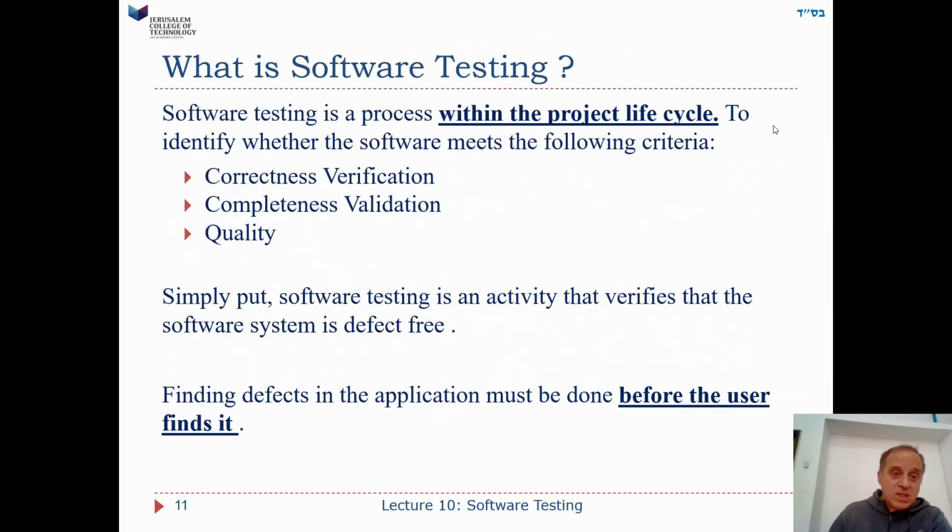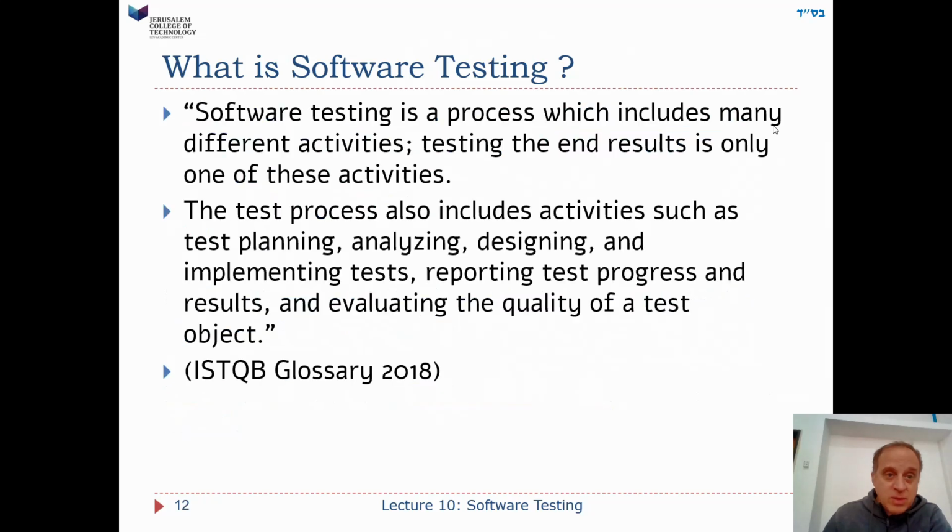So what is software testing? It's part of the project life cycle where we identify whether the software meets the following criteria. Is it correct? Is it complete? Not only is it correct, but does it do everything it's supposed to do? And is it quality? Does it work well? Is it slow? Is it hard to use? So software testing is an activity that verifies that the software system has no defects. It should be done before the user finds them.